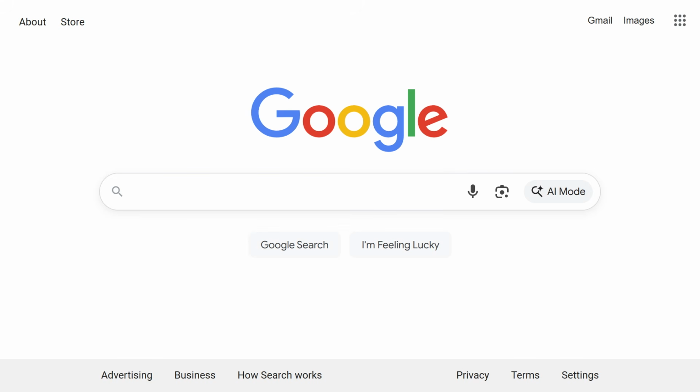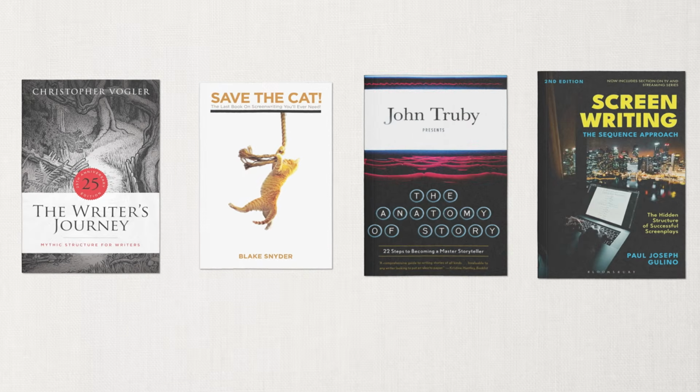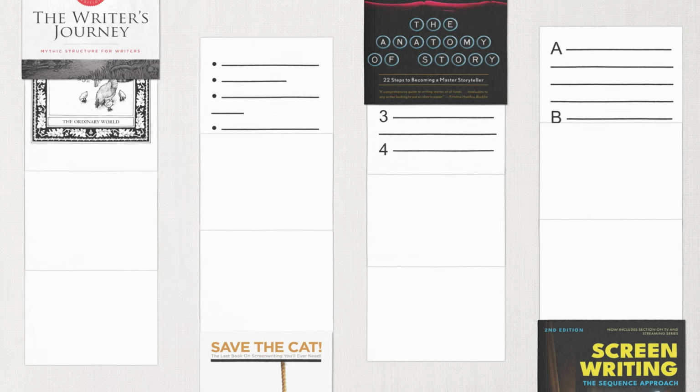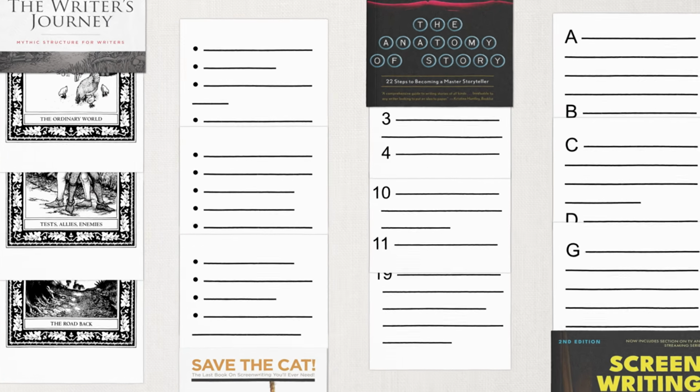You've got a great idea for a screenplay, but then you Google how to structure a script, and suddenly you're drowning in frameworks. Save the Cat, The Hero's Journey, The Anatomy of Story, The Sequence Approach, and they're all just 3 acts filled with a number of steps or beats. So which one do you choose for your story? Well, I tried all 4, so you don't have to. And if you stick around to the end, I think my recommendation might surprise you.